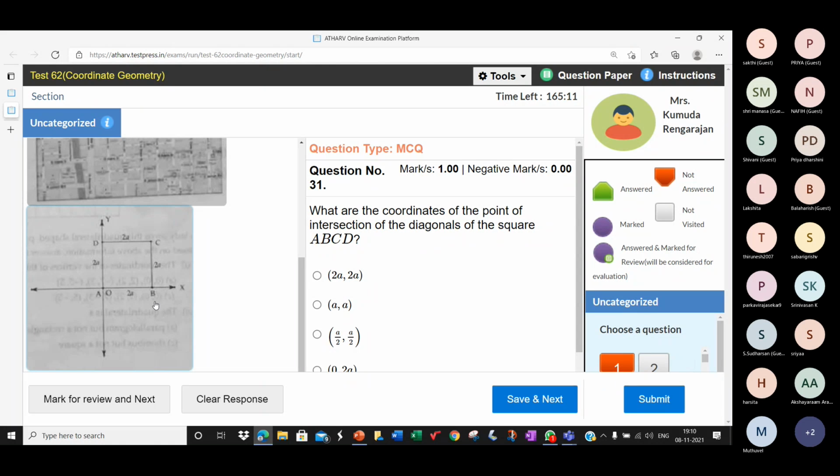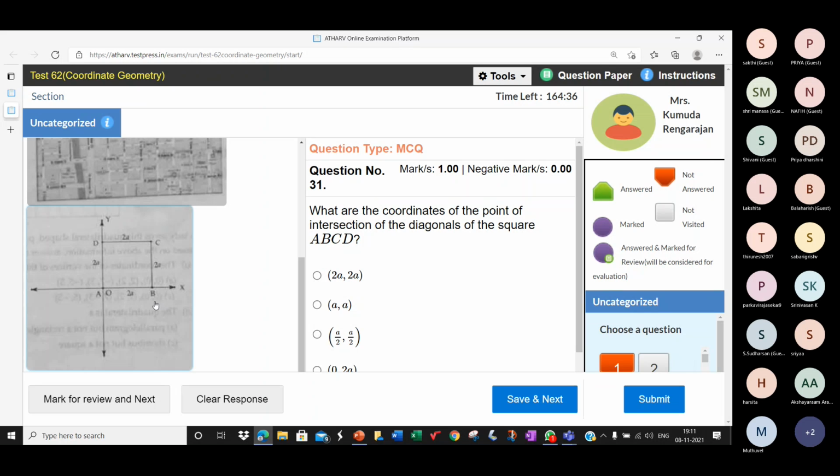What are the coordinates of the point D? 0, 2a. What are the coordinates of the point C? 2a, 2a. Now the question is, what are the coordinates of the point of intersection of the diagonals?